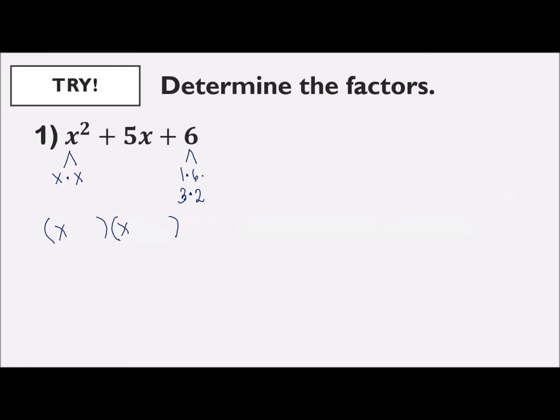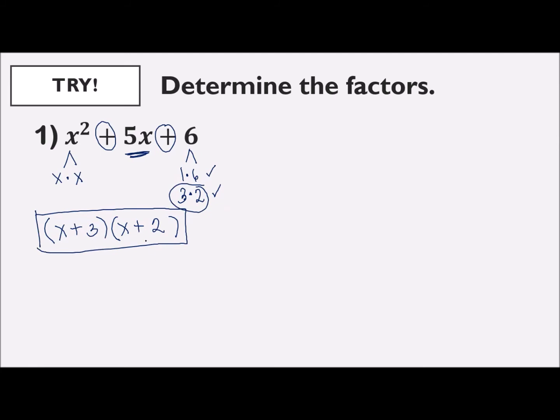Then, paano malalaman kung anong gagamitin natin dito sa dalawa? Ano ba yung middle term? 5x. Sino sa dalawa makakapagbigay ng 5 na sagot? Ito pag minus. Ito naman pag inad. Kaya lang pansinin niyo yung sign. We have a plus. Ibig sabihin, parehas na plus yan. So, dapat ang kunin natin ay si 3 and 2. Kasi pag kinuha natin si 1 and 6, magiging 1 plus 6, the answer is 7. So, hindi na tugma. So, ito na ngayon yung ating factors. Okay? Next. Item number 2.